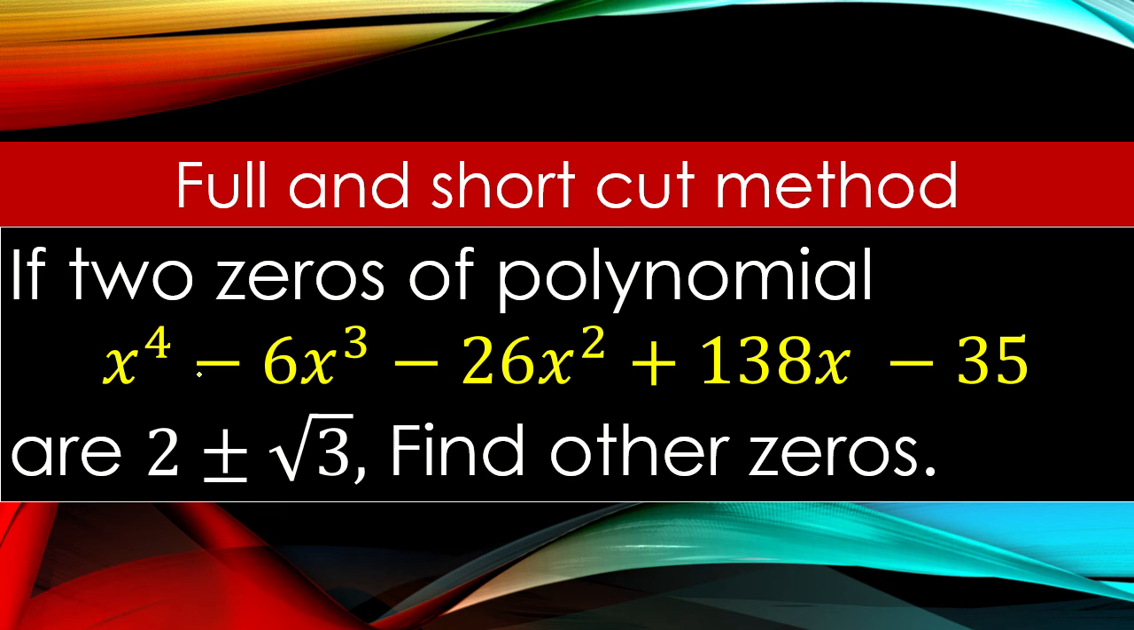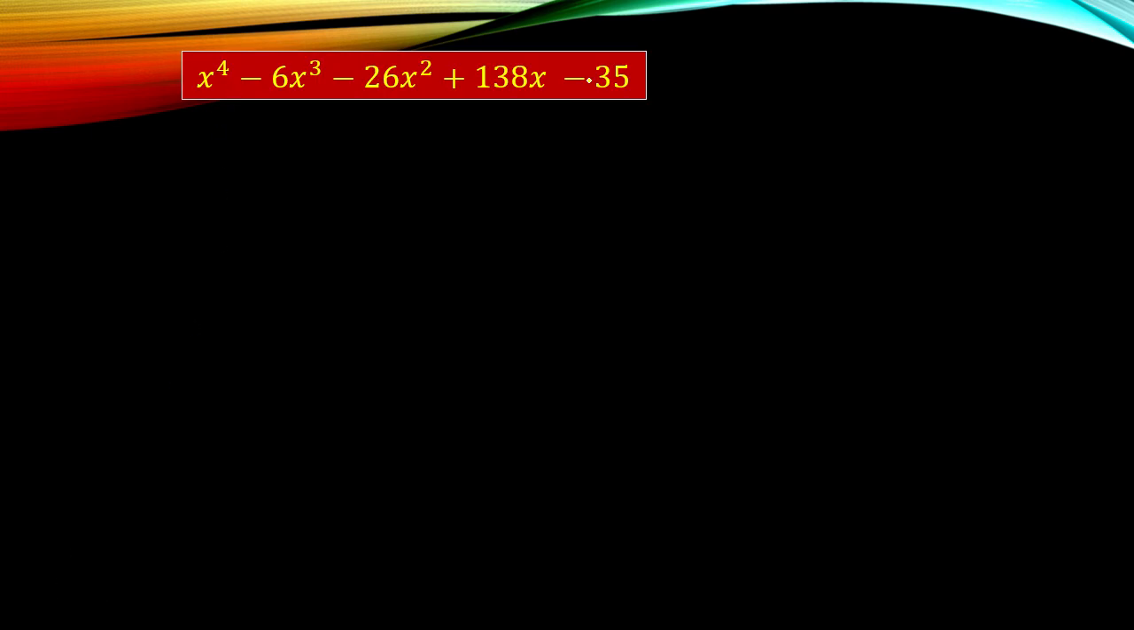Hello friends, in this video we will see how to find the other zeros of a polynomial, which is this one, if two of its zeros, that is 2 plus root 3 and 2 minus root 3, are given. So how to find the other zeros? Now let's see. This is the polynomial.